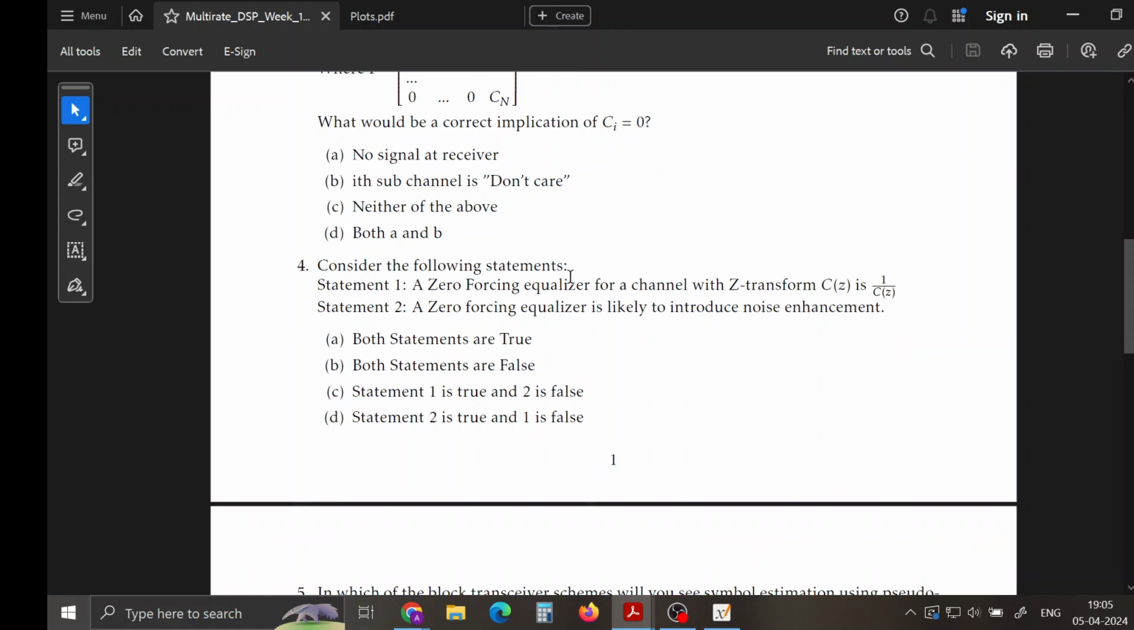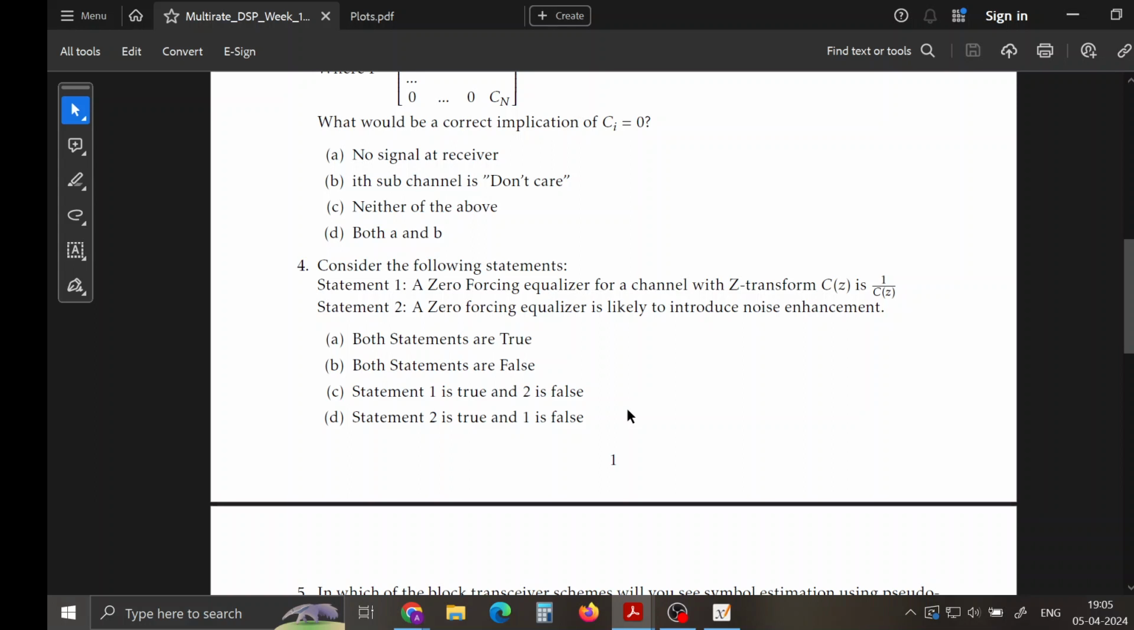Consider the following statements. Statement 1 says a zero forcing equalizer for a channel with Z transform C of Z is 1 upon C of Z. Statement 2 states that a zero forcing equalizer is likely to introduce noise enhancement. Now we have to find out which of the following options is correct, whether both statements are true or not, whether statement 1 is true, statement 2 is true, and so on. What's the right combination?